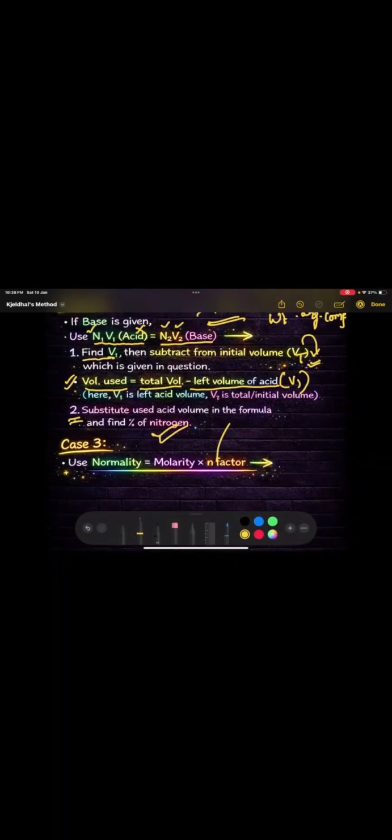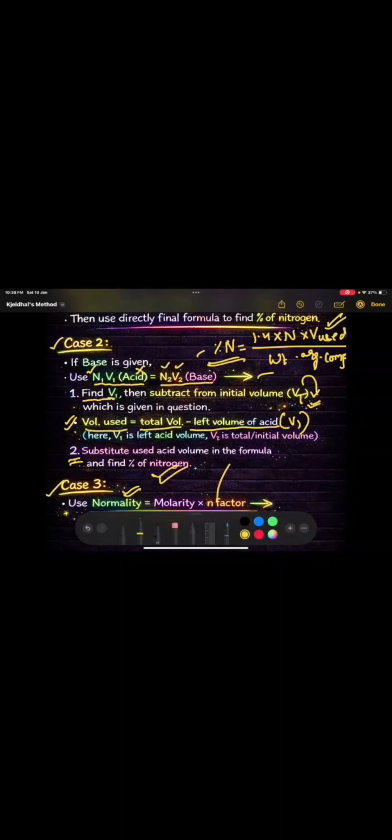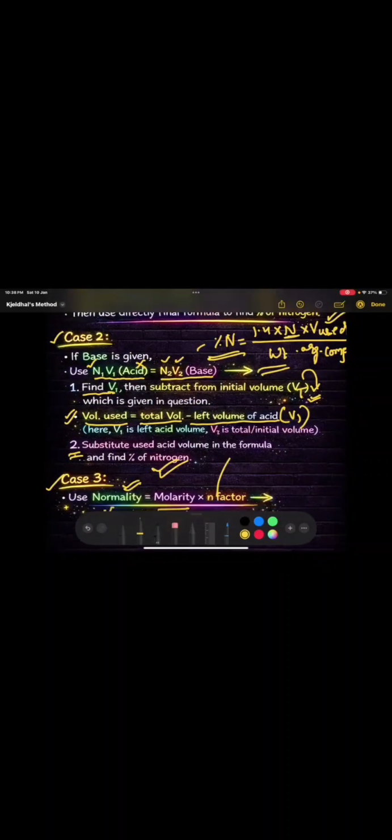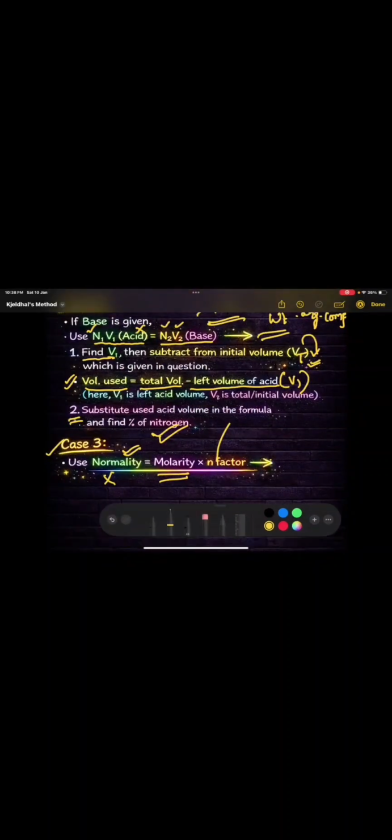And one more important thing: in every problem they won't give normality, they will give molarity. We are supposed to convert it into normality to substitute in this formula, because in this formula normality of acid is mentioned. That is how these three cases can be used to find the answers for all the models of Kjeldahl method.